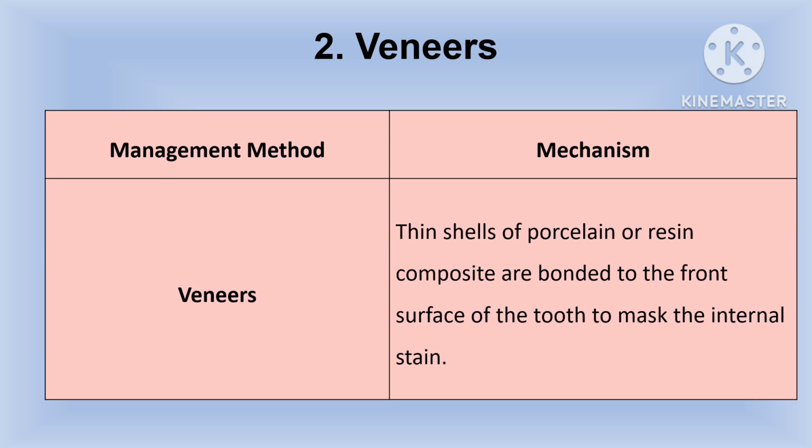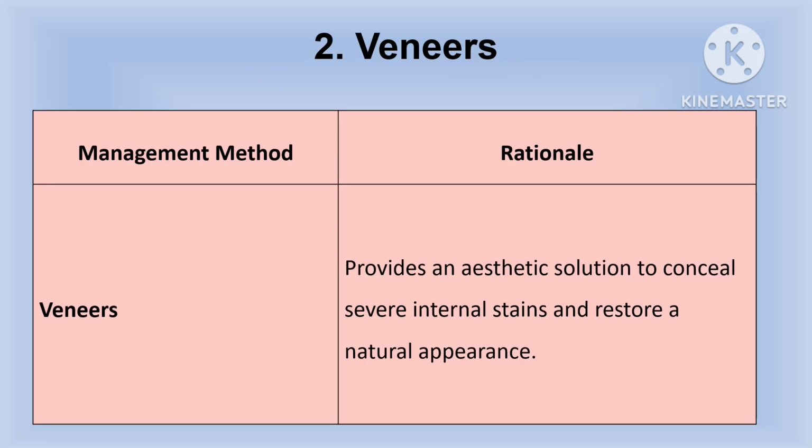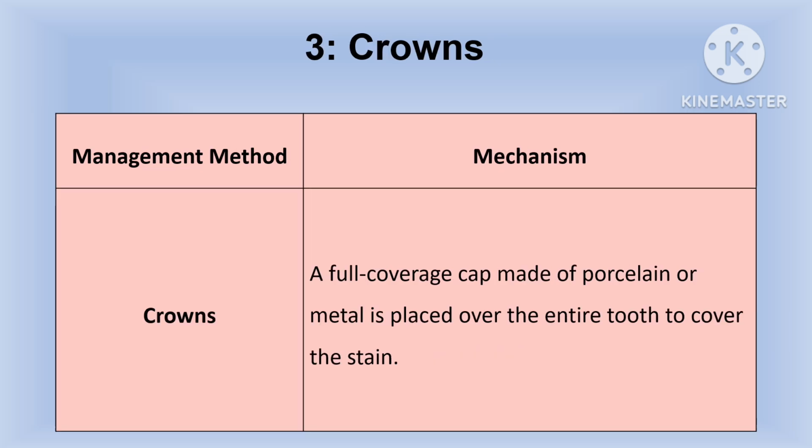Veneers are custom-made shells applied onto the front surface of teeth to improve appearance. Indication of veneers is intrinsic stains which are resistant to whitening, like tetracycline staining or fluorosis with severe enamel mottling. These are also indicated in case of mild to moderate discoloration from aging or trauma, or staining which is caused due to the root canal treatment.